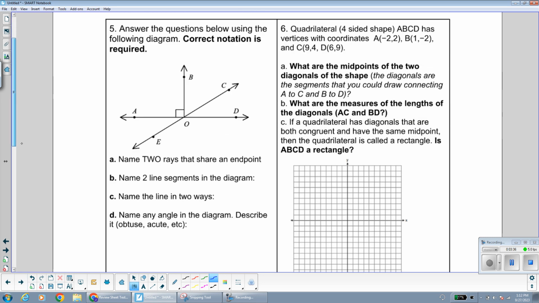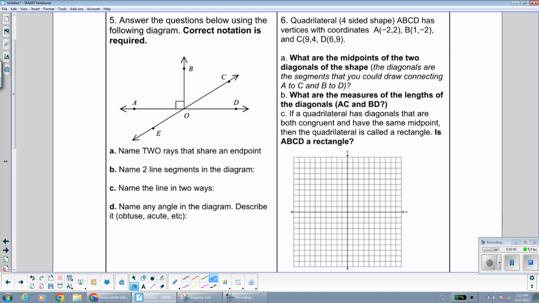Okay, for the next one, there's lots of different possibilities. Just make sure you're using the correct notation. I'm going to name ray OD, and I'm going to name ray OA. I'm going to name line segment AO and line segment OD. And I'm going to name line AO and line OD. Just remember your notation. And I'll just name the 90-degree angle, angle BOA, using my angle notation and my 3 letters with the vertex of the angle in the middle of the 3 letters.